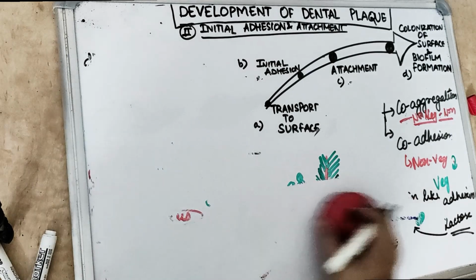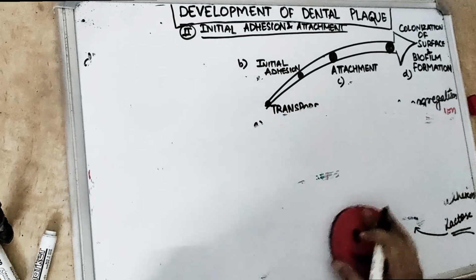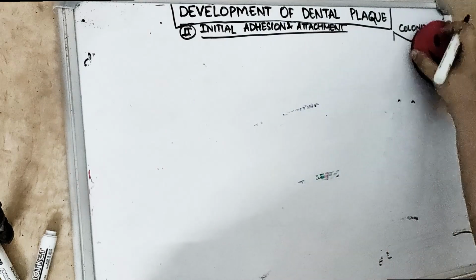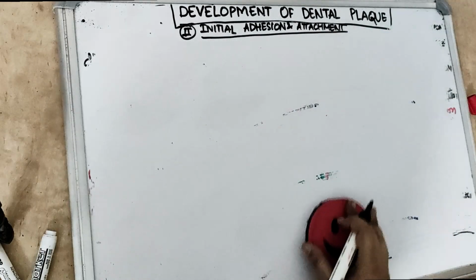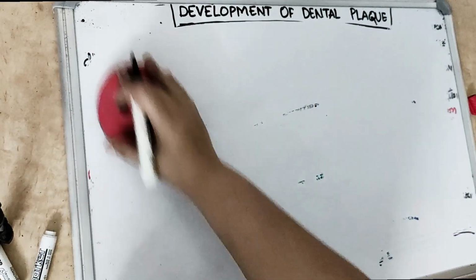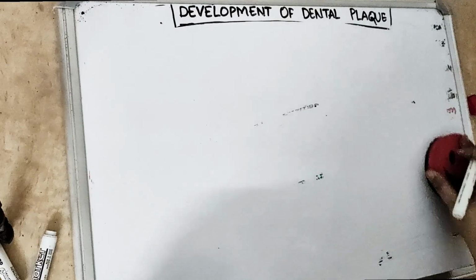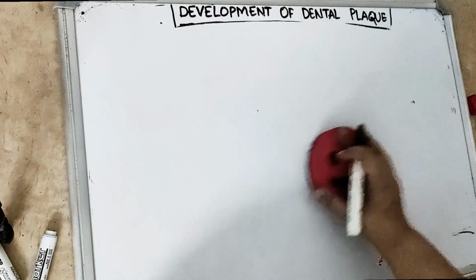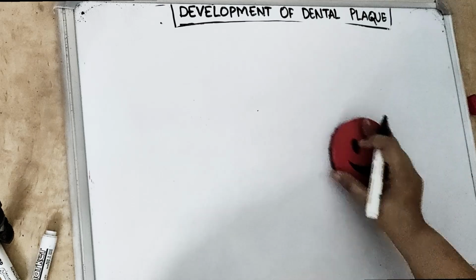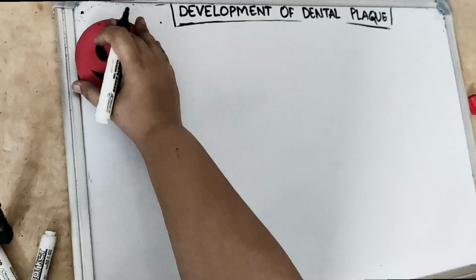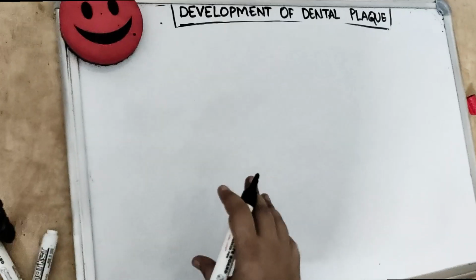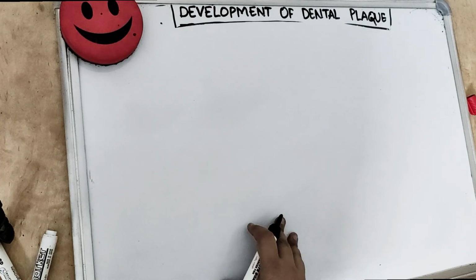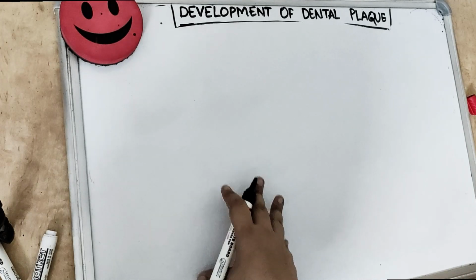So Socransky et al. studied 3000 samples and described two kinds of colonizers. He gave the terms early colonizer and late colonizer. Early colonizers are the ones which come and attach to the surface of the tooth first, and late colonizers are attached to the surface of the bacteria later on.